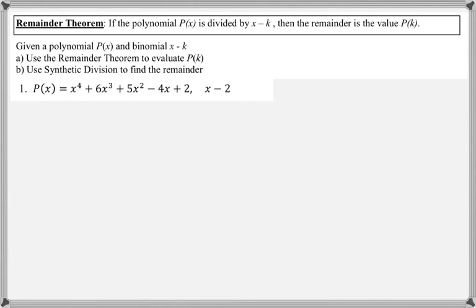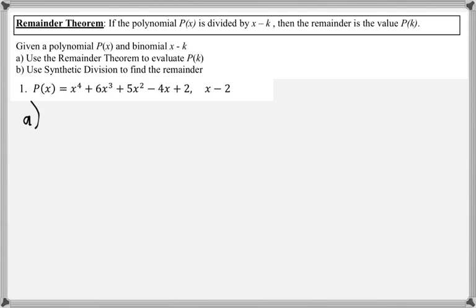The remainder theorem says that if the polynomial is divided by x minus k, then the remainder is the value p of k. So given the polynomial and the binomial x minus k, they want us to do two things: use the remainder theorem to evaluate p of k, and then use synthetic division to find the remainder.